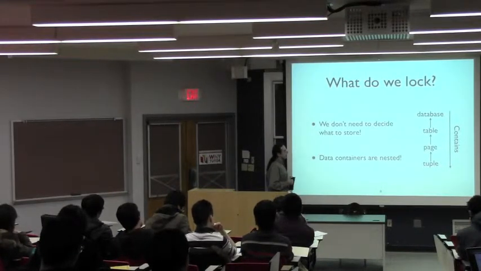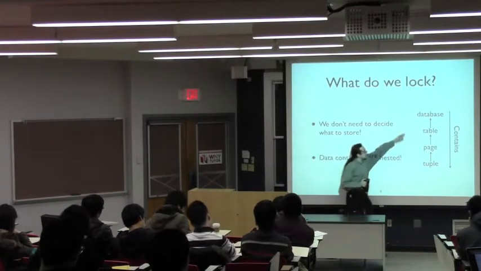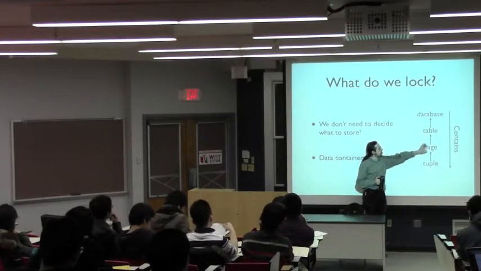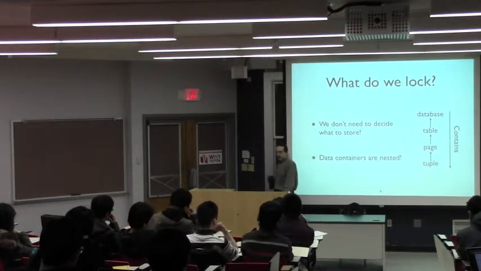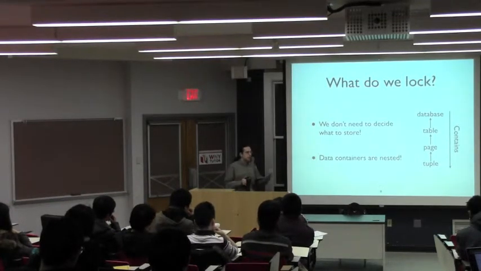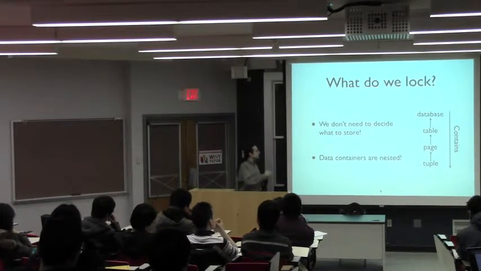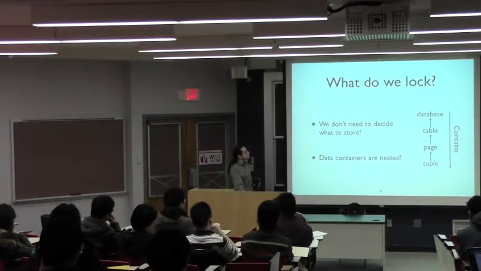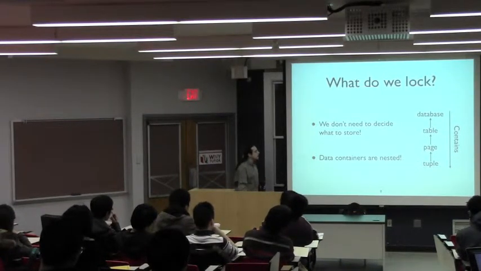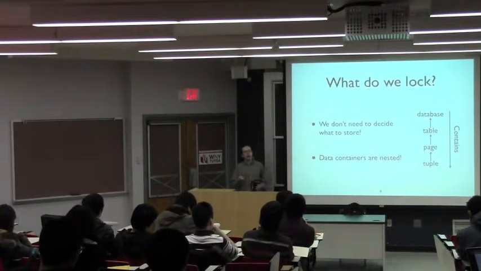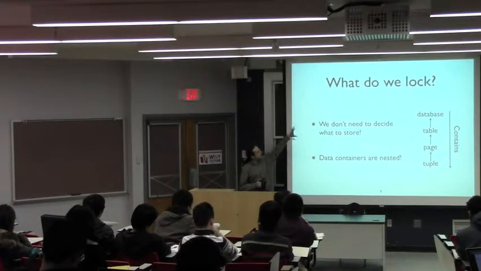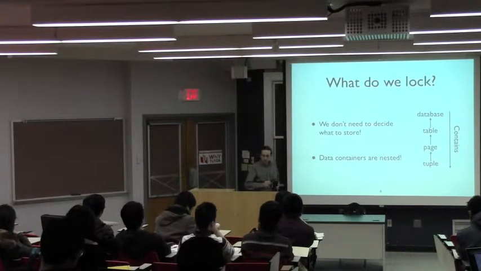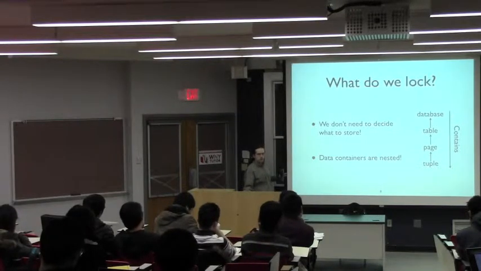There is a hierarchical structure to these values. A database contains a set of tables, a table contains a set of pages, and a page contains a set of tuples. So we don't actually need to decide which to lock because, well, there's this hierarchical structure. But that said, we do need some way of effectively locking from the top down. Are there any questions on this so far?